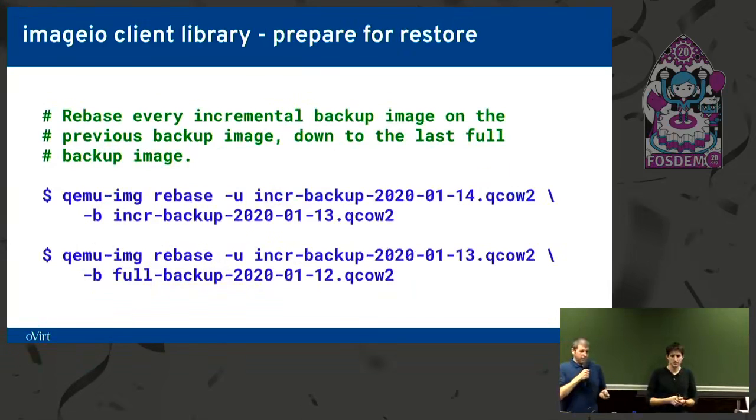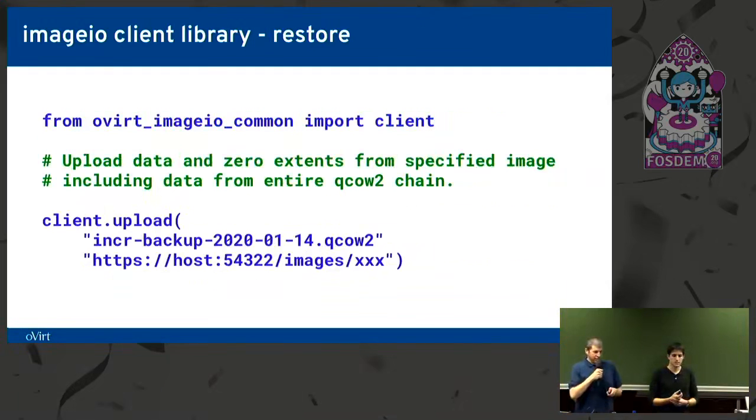Okay, how do we prepare the disk for restore? We need to rebase the images one on top of the other to have a single image to upload. So we incrementally rebase it up to the last full backup. Okay, how do we use the client? We invoke the upload API, again with the image that we've created and the transfer URL.